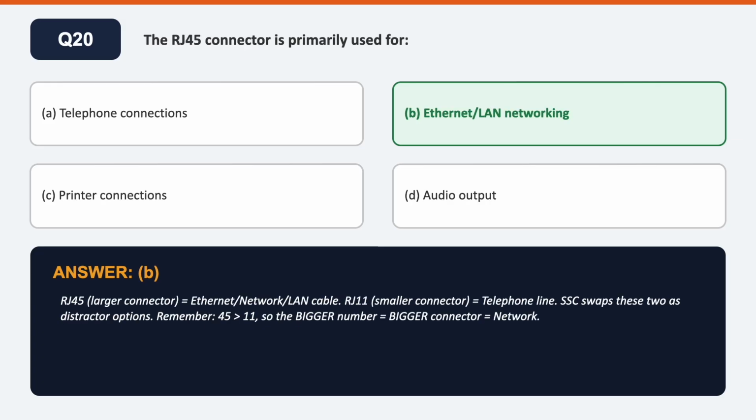Question number 20. RJ45 connector is used for A. Telephone, B. Ethernet or LAN, C. Printer, D. Audio. Answer B. RJ45 equals Ethernet or LAN. RJ11 equals telephone. Bigger number equals network.